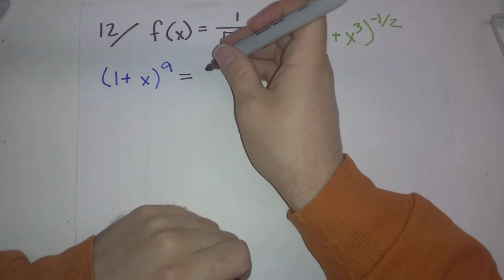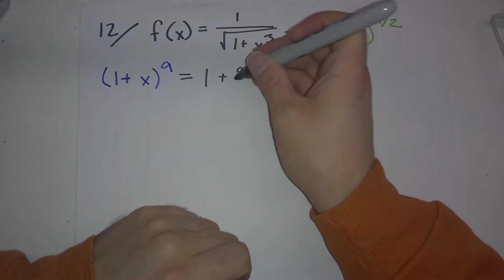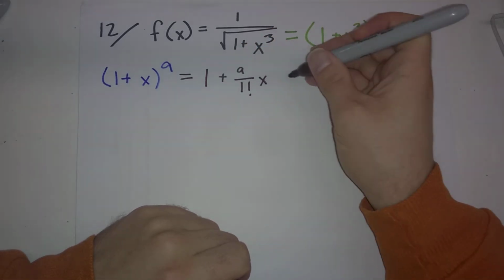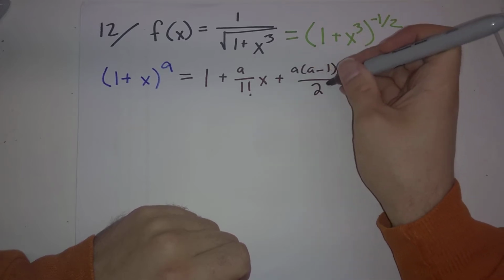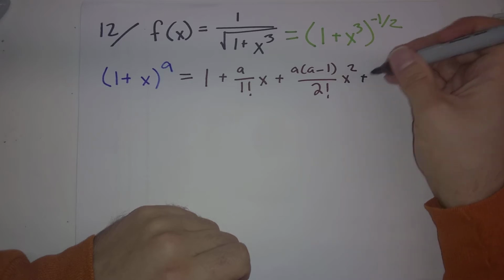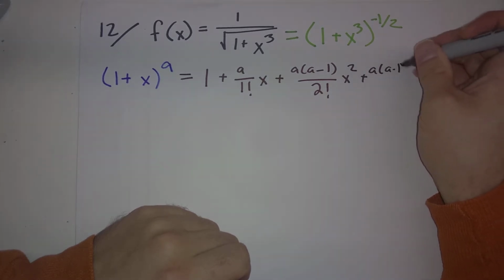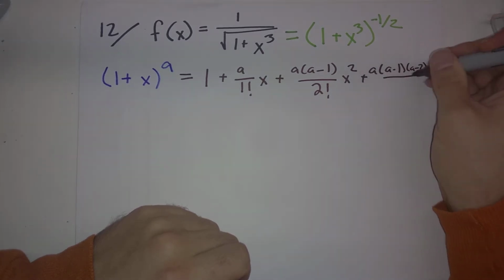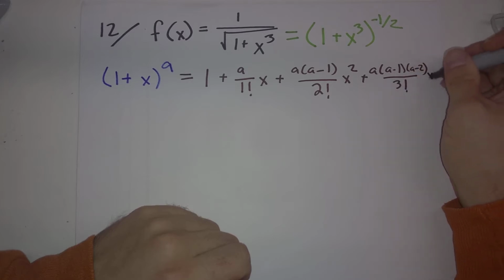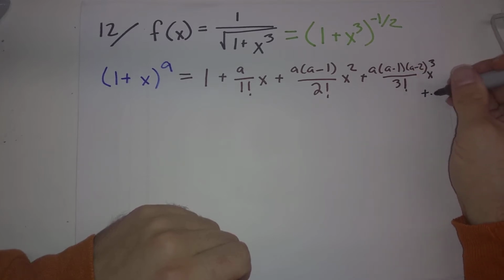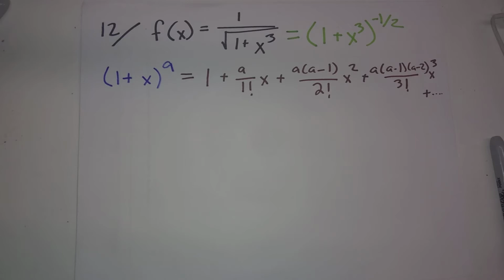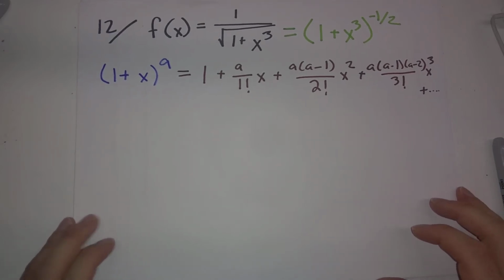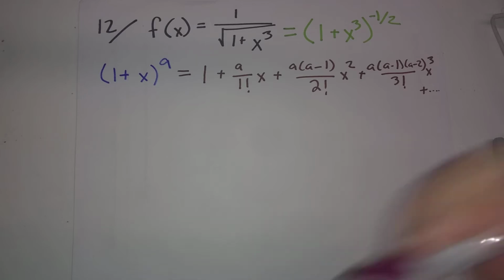The expansion goes 1 plus a divided by 1 factorial times x plus a times (a minus 1) divided by 2 factorial times x squared plus a times (a minus 1) times (a minus 2) divided by 3 factorial times x cubed plus dot dot dot. We're being asked for the first four non-zero terms of the Maclaurin series, so this will be enough to answer the question. So what's going on here?